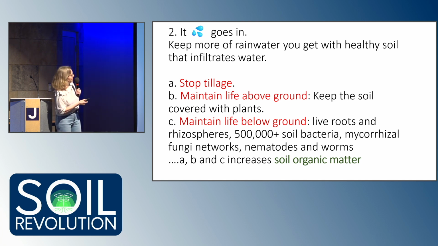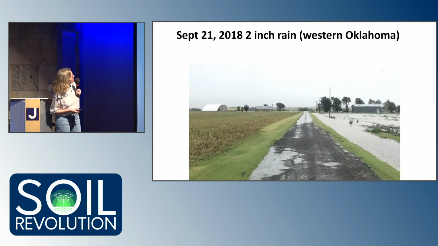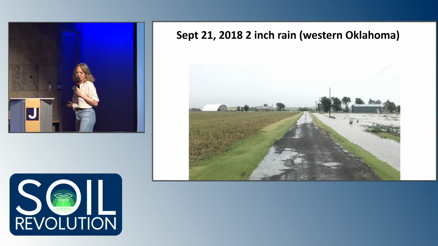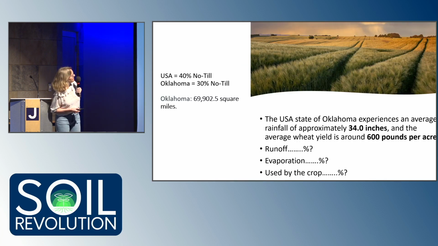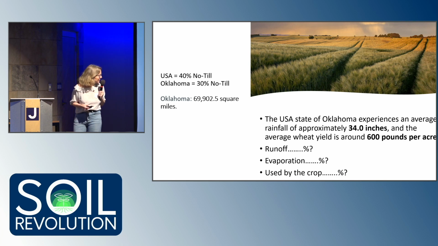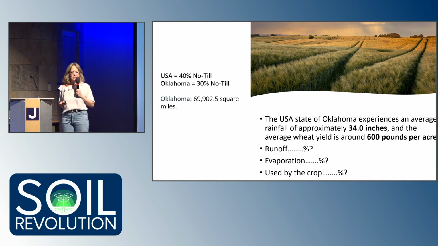So we have to have all this going on so that water can go in. This is a picture of a tilled field and a no-till field right across the edge. Has everybody seen this in your own lives? So Oklahoma did a study statewide to see how much rain was in runoff, how much was evaporating, and how much was used by the crop. Can everybody think of the answers in your head?